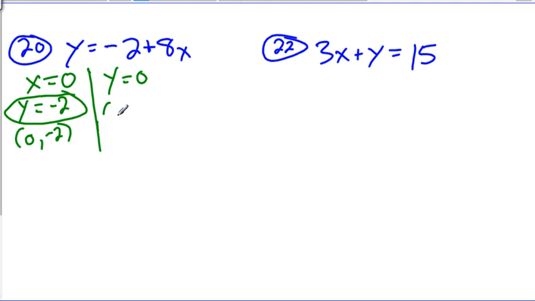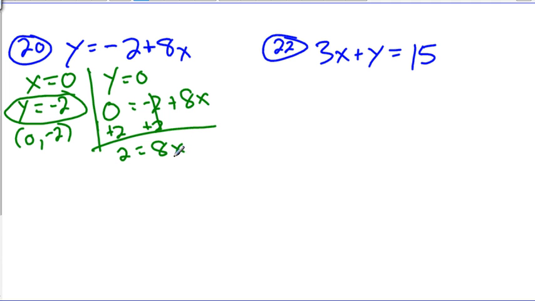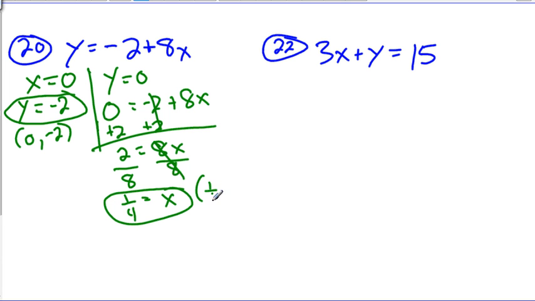So when y equals 0, I have 0 equals -2 plus 8x. I got to get x by itself, so we have to undo subtracting 2. How do we do that? By adding 2 to both sides. 2 equals 8x. Continue to work to get x by itself. Undo multiplication by division. Whatever I do to one side, I have to do to the other. X equals 1/4. Okay, so this point is 1/4, 0.